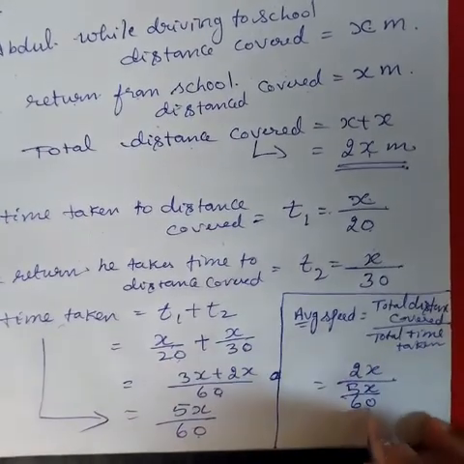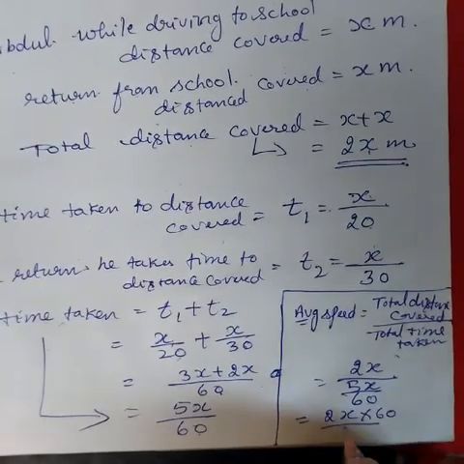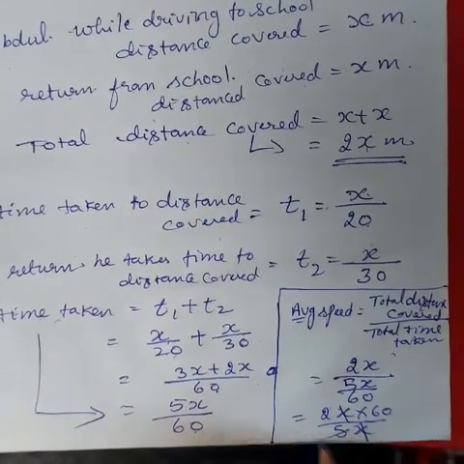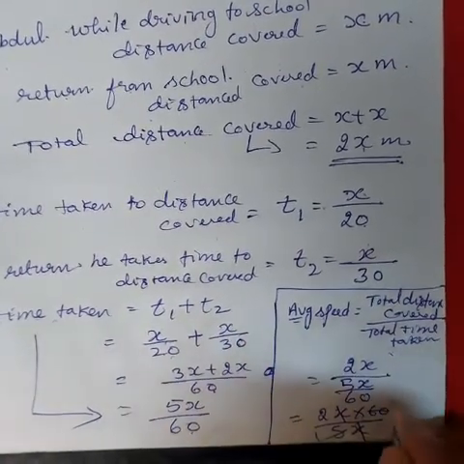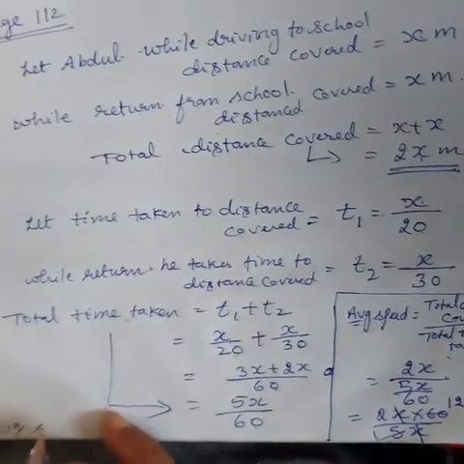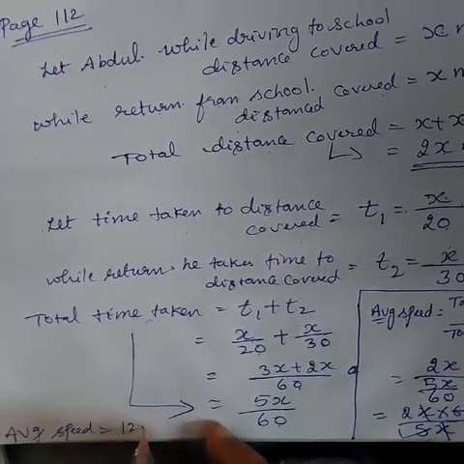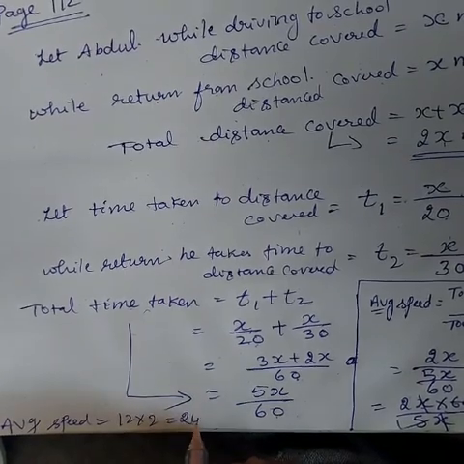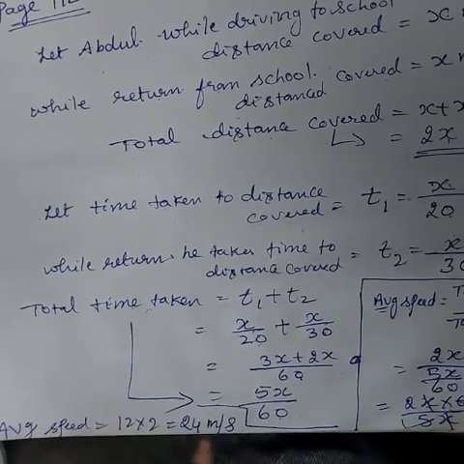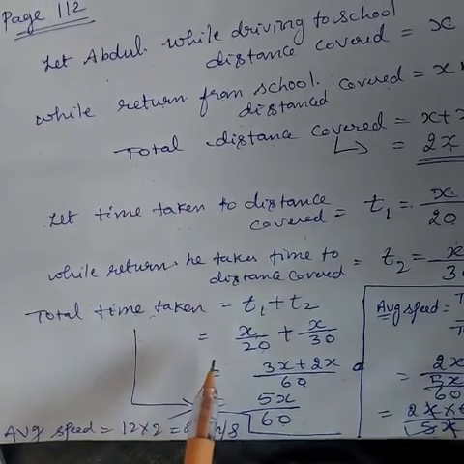So 60 goes on the upper side, upon 5x. The x's get cancelled. 5 ones are 5, 5 twelves are 60. So average speed is equal to 12 into 2, that is 24 meter per second. This is the answer of the average speed.